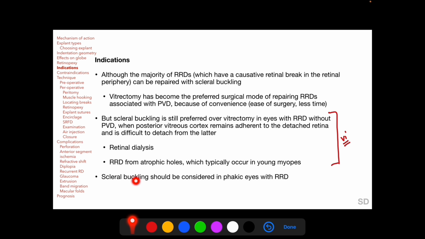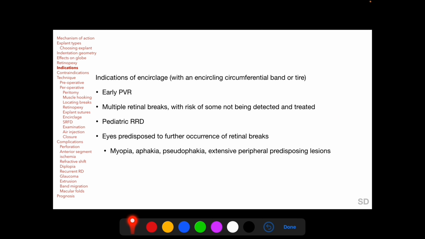Scleral buckling should also be considered in phakic eyes with rhegmatogenous retinal detachment, as vitrectomy has a high risk of inducing cataract in phakic eyes. Indications of encirclage with an encircling circumferential band, including that along with vitrectomy, include early proliferative vitreoretinopathy, multiple retinal breaks with the risk of some of these retinal breaks not being detected and treated, pediatric rhegmatogenous retinal detachment, and, as we have mentioned, eyes predisposed to further occurrence of retinal breaks such as those with myopia, aphakia, pseudophakia, and extensive peripheral predisposing lesions.